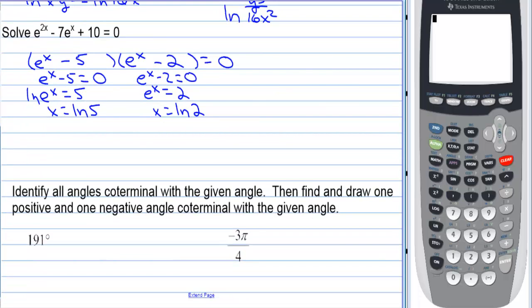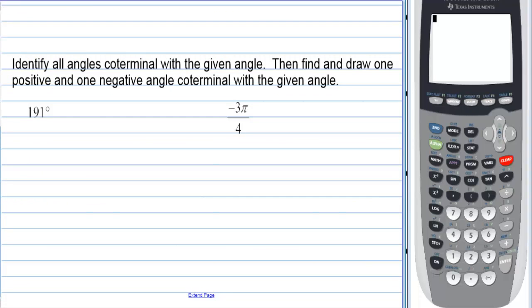Identify all angles coterminal with the given angle. Then find and draw one positive and one negative angle coterminal with the given angle. So here's all of them for 191. You'll have 191 plus n times 360 degrees, assuming n is an integer. n can't be like 1/2 or 3/4. It has to be an integer.